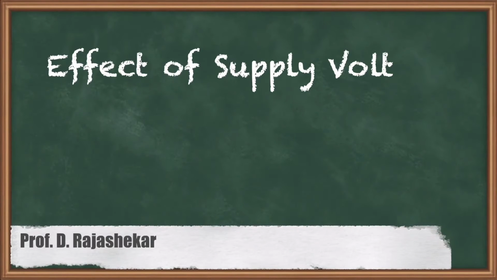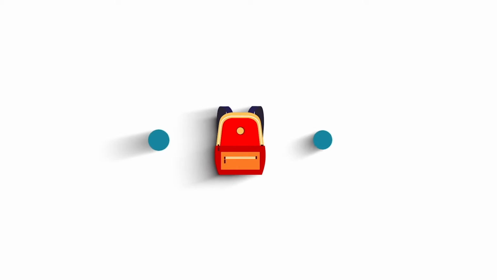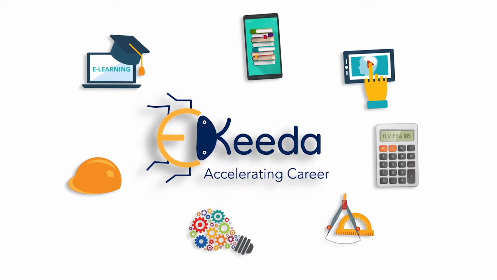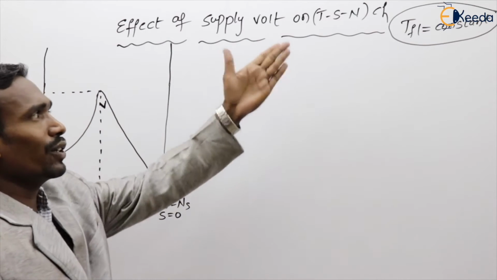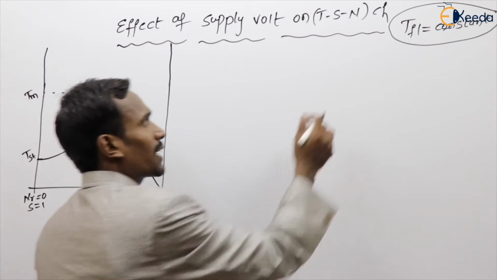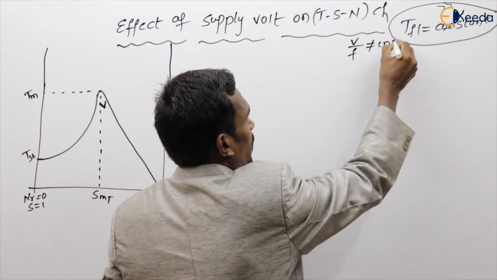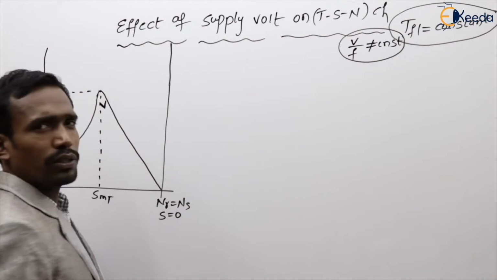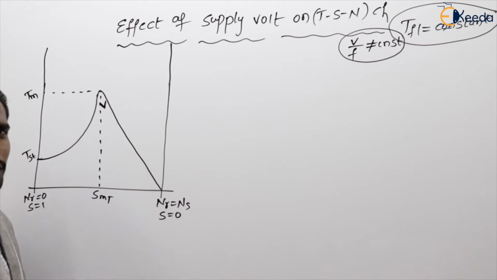Hi friends, in this video we are going to discuss the effect of supply voltage on torque slip speed characteristics, with full load torque constant and V by F not equals to constant. Effect of supply voltage on this torque characteristics.